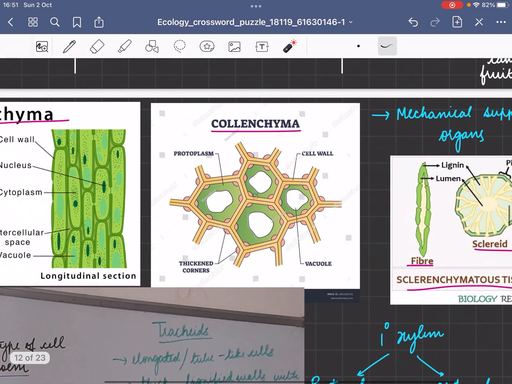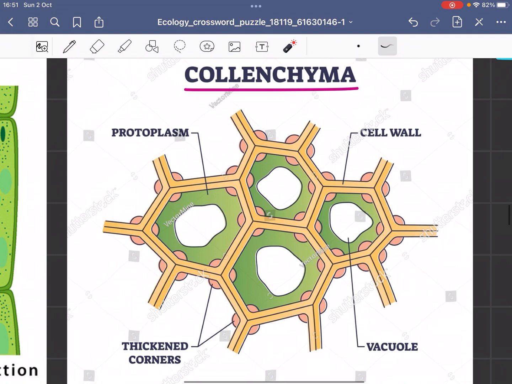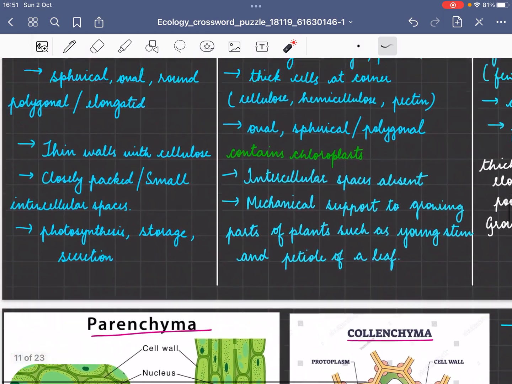Now let's just see a picture of collenchyma. This is the collenchyma. As you see, there are no intercellular spaces. Of course, even this has a vacuole. You have a cell wall, a protoplasm. Usually if the protoplasm is present, then it is not dead. Then you have thickened corners. As I told you, the walls were thick. So what were present? Cellulose, hemicellulose and pectin. Here also a vacuole is present. That's all in case of parenchyma and collenchyma.